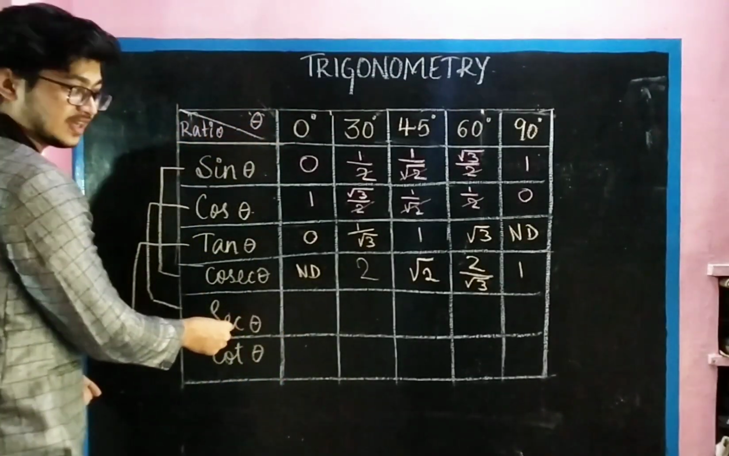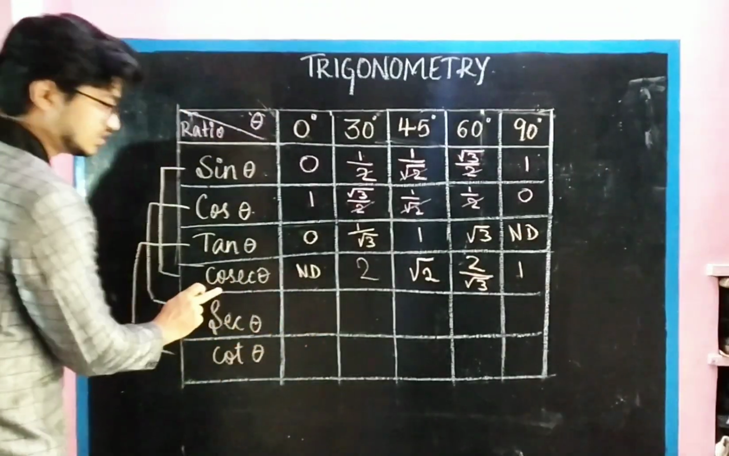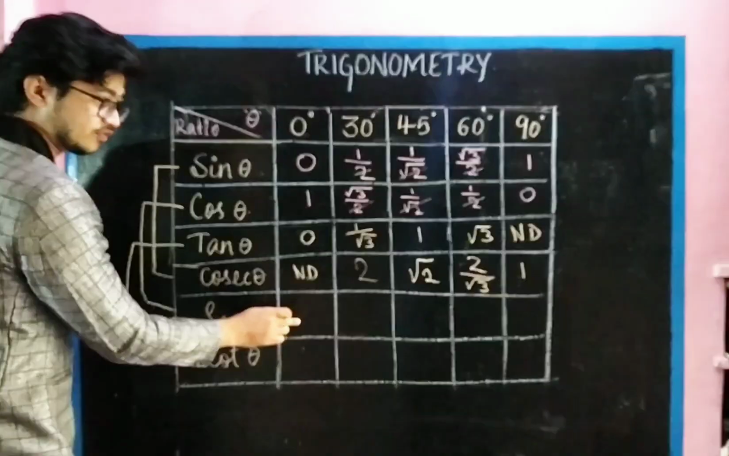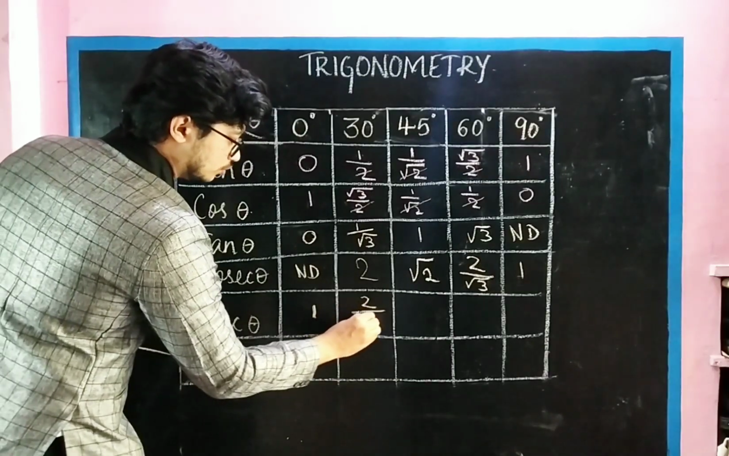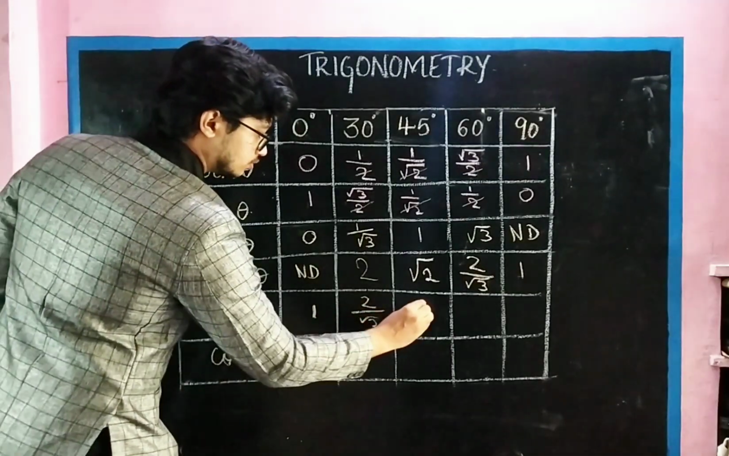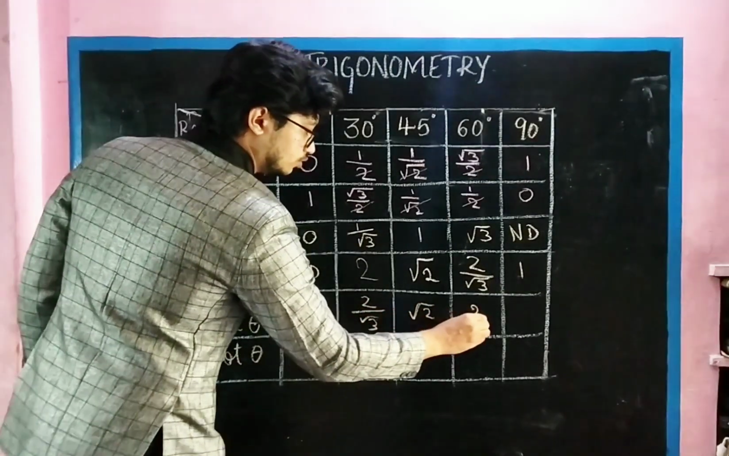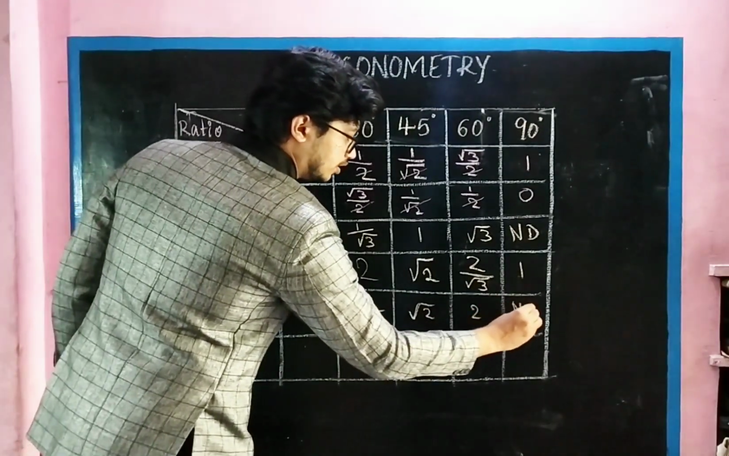Now, for secant theta, write from last. Cosecant theta's last number will be secant theta's first. 1, 2 by root 3, root 2, 2 and not defined.